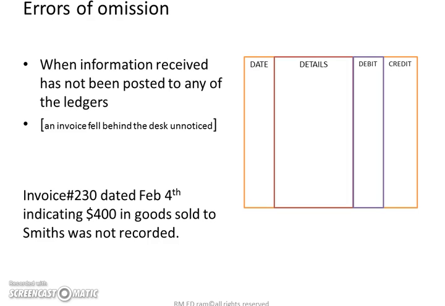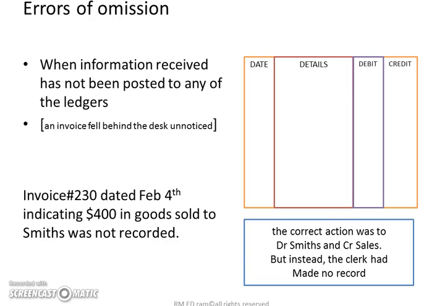So we need to do what? Well, we know what we should have done was to debit Smith and credit sales, but instead we didn't do anything because we didn't have the invoice. So we can do it now, right? So you debit Smith, credit sales with the information, and just simply say you're now recording that invoice.